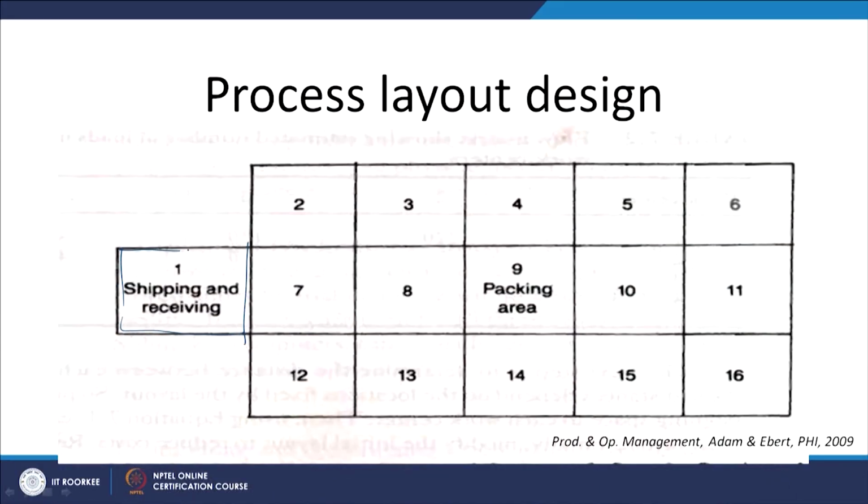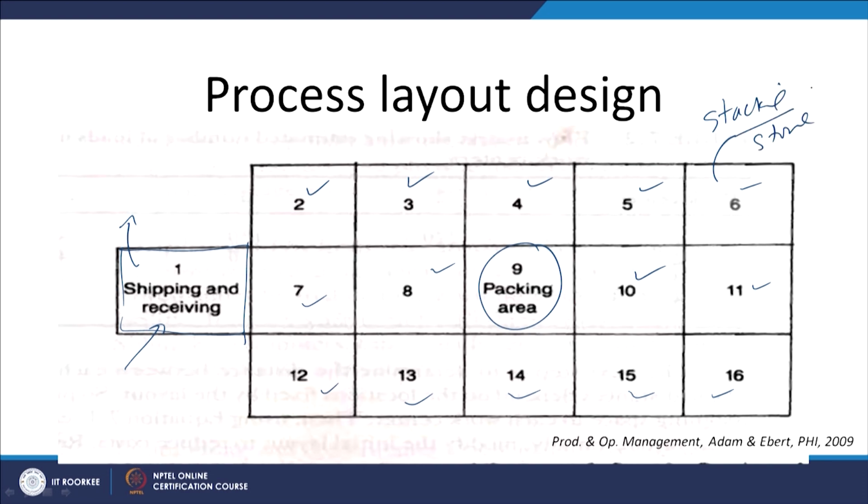Like say, this is area 1, where the material is received and dispatched or shipped from here, and the other areas like 2, 3, 4, 5, 6 through 7, 8, this is the packing area, 10, 11, 12, 13, 14, 15, 16, all these are the stores or the stacking locations or the store locations.